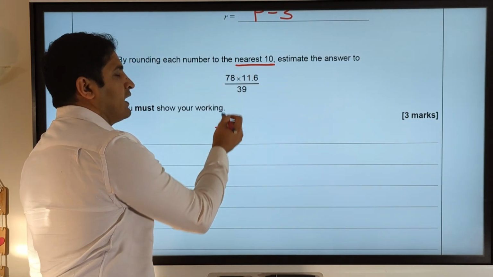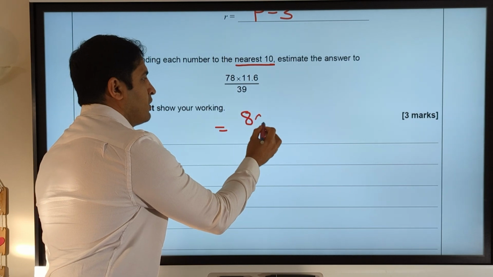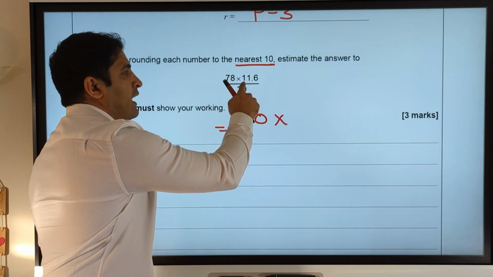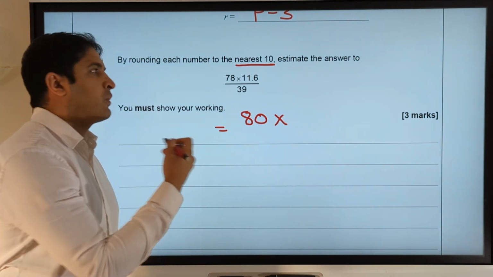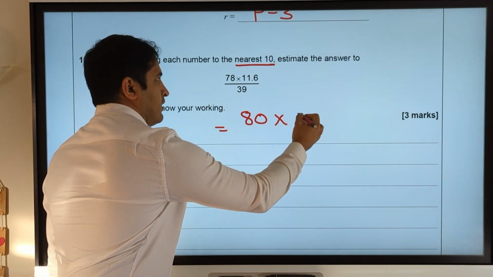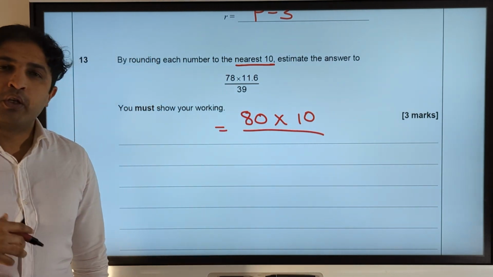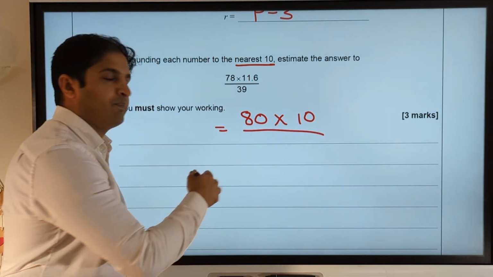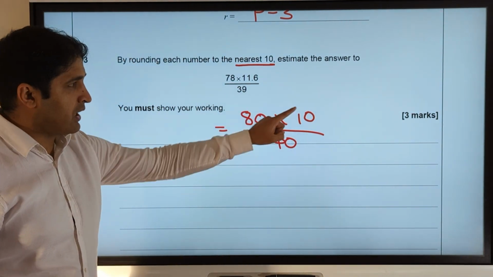78 to the nearest 10. Is it going to be close to 70 or 80? We know it's going to be close to 80. Multiply by 11.6. Is it going to be close to 10 or 20? It's going to be close to 10. And 39. Is it going to be close to 40 or 30? We know it's going to be close to 40. Once you work that out, that gets you the first mark.